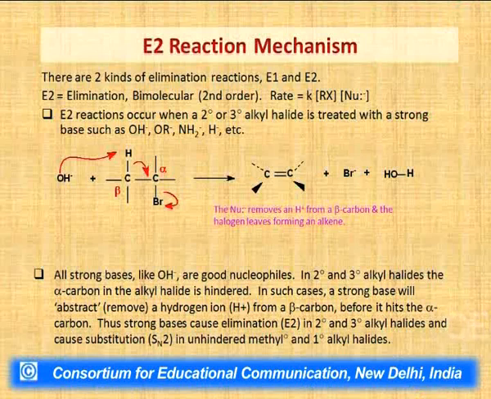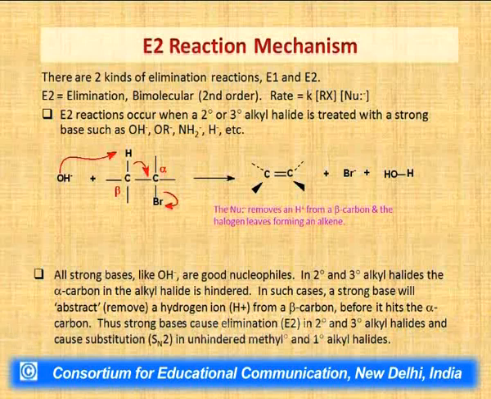Elimination reactions are of two types, E1 and E2. First we will discuss the E2 reaction mechanism. E2 reactions occur when a 2 or 3 degree alkyl halide is treated with a strong base such as hydroxide, alkoxide, NH2 minus, etc. All strong bases like hydroxide are good nucleophiles.